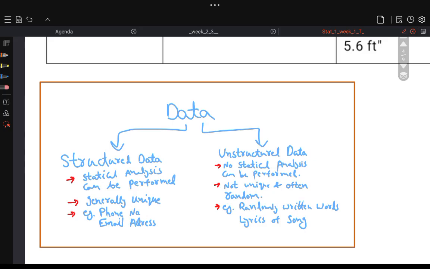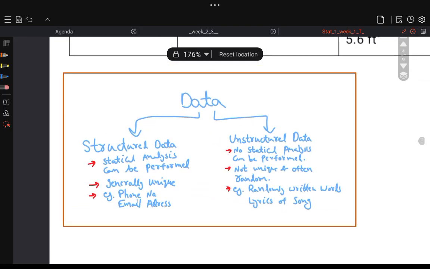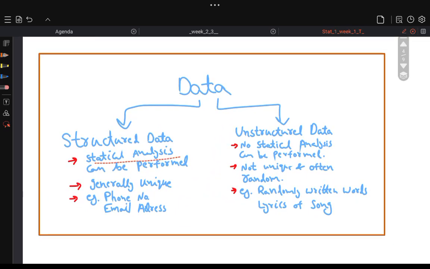So it comes under structured data, unstructured data. We can perform statistical analysis in structured data only, but we can perform mathematical analysis on both of them. But the mathematical analysis performed on the unstructured data will not make any sense.